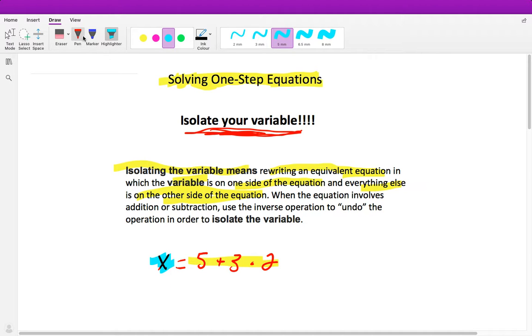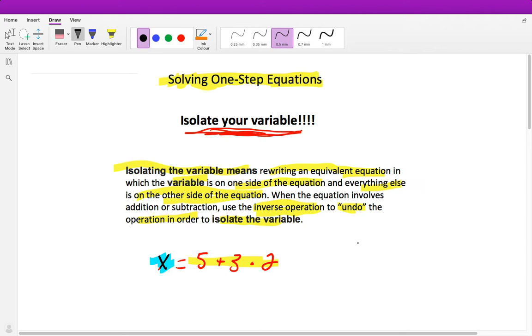Some of you are making the mistake, and I'll show you guys what you're doing in a second. When the equation involves addition or subtraction or multiplication, division, any operation, we will use the inverse operation to undo the operation in order to isolate the variable. So let me just show you an example real quick.